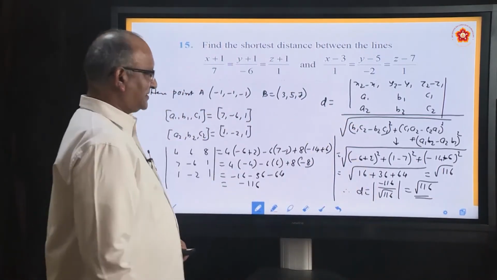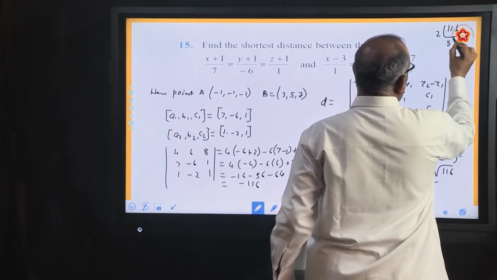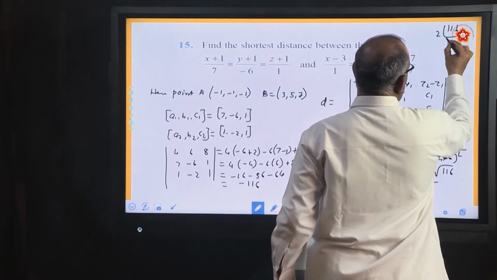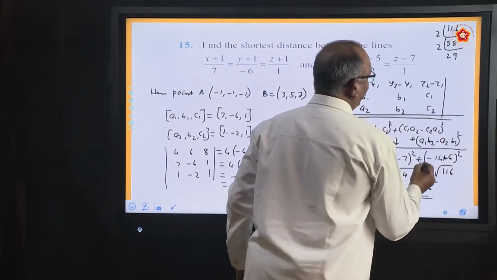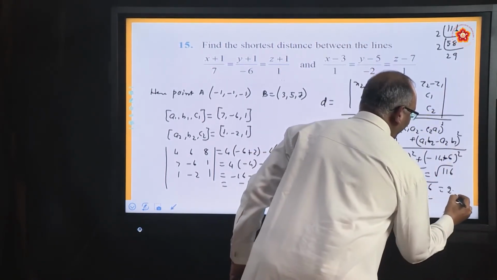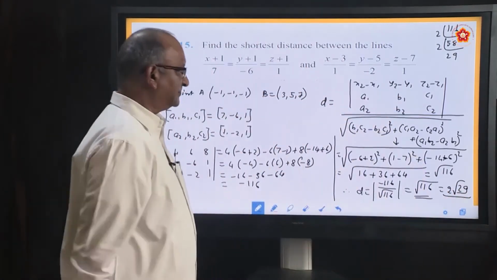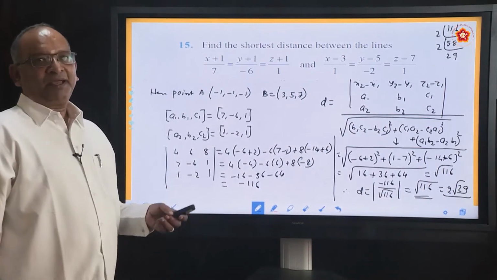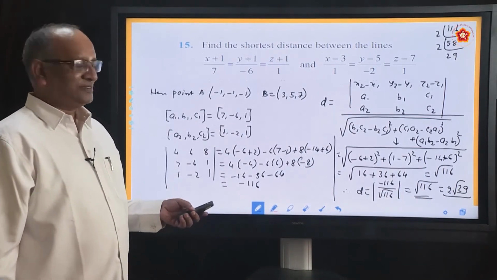If you wish, you can simplify 116. So you can also write it as 2 root 29. This is the answer. So in this way, by using the formula, we can find out the shortest distance.